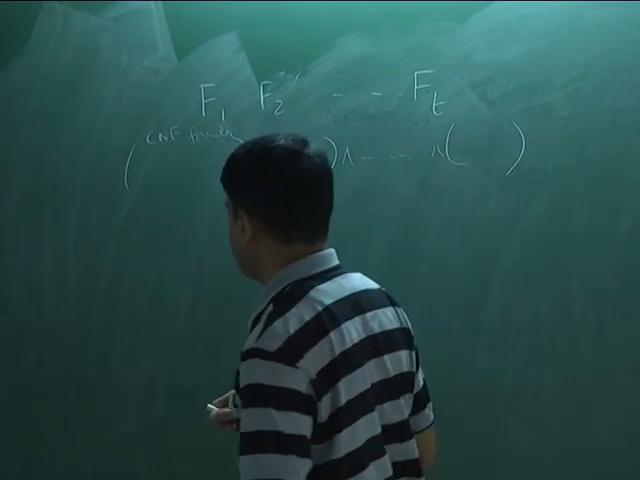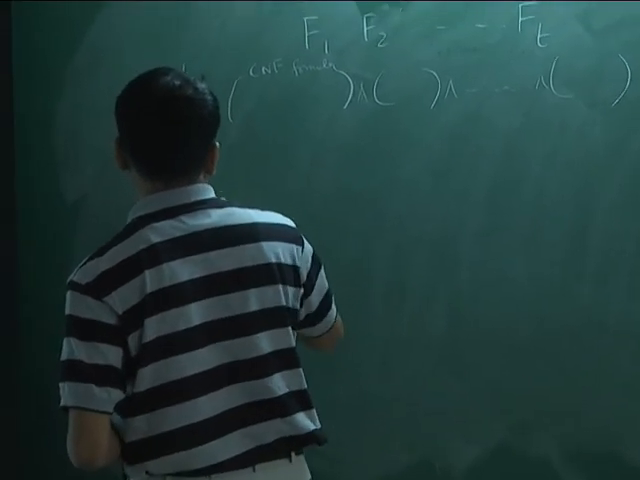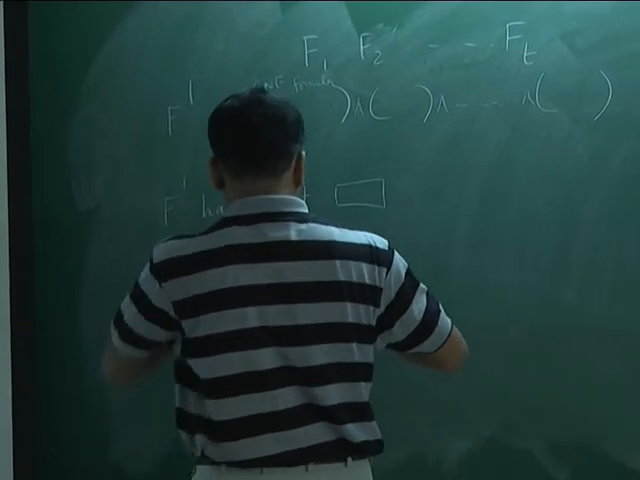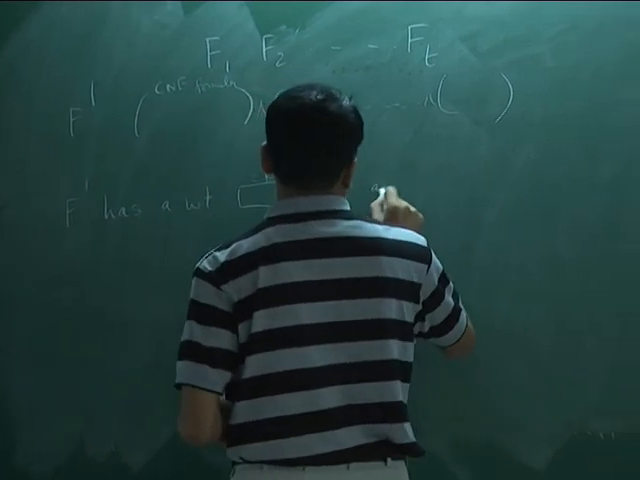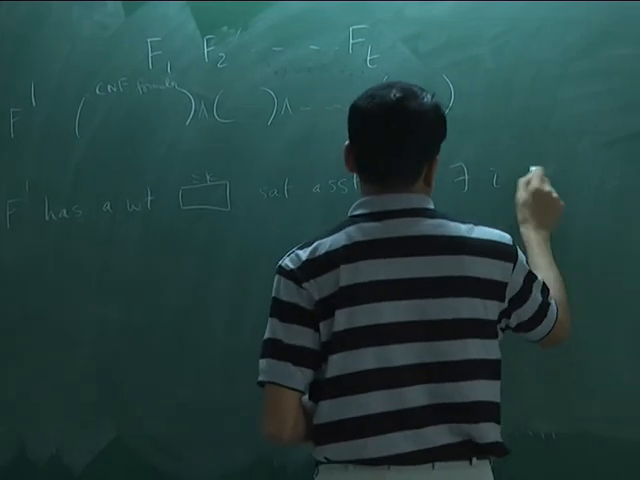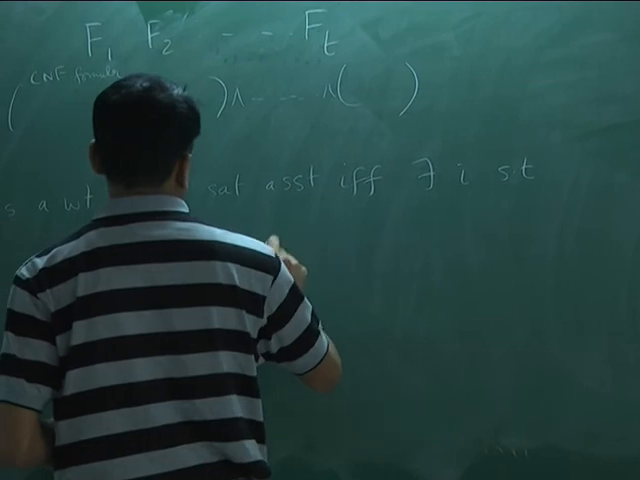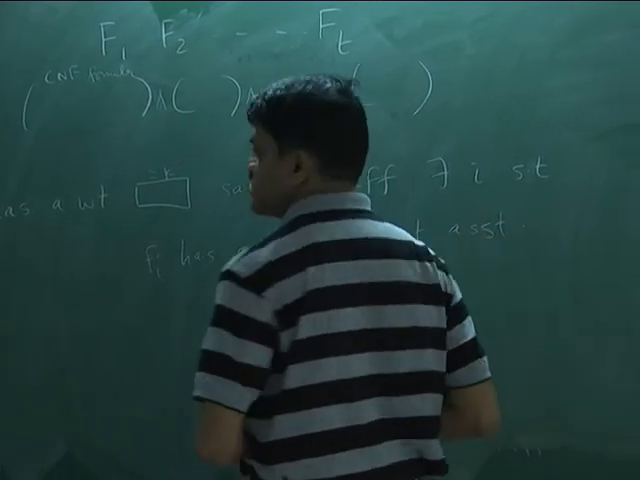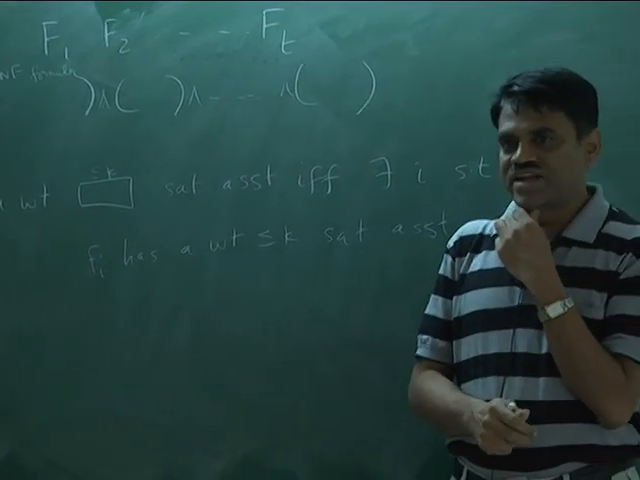What is it I want? Let us call this f prime. F prime has a weight k satisfying assignment if and only if there exists an i such that fi has a weight at most k satisfying assignment. This is the kind of thing I want. Now, this is not really easy in either direction.